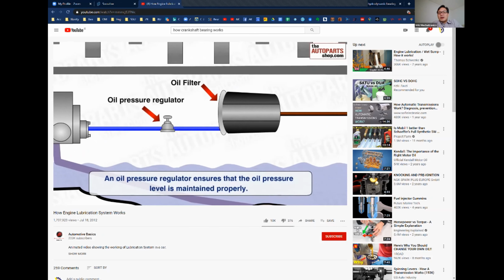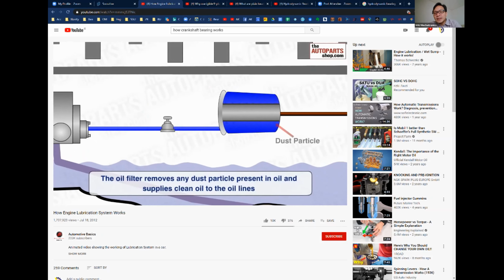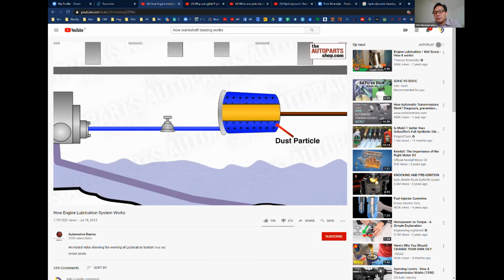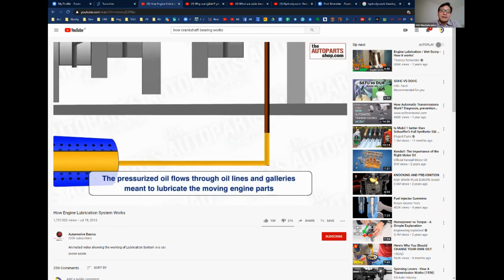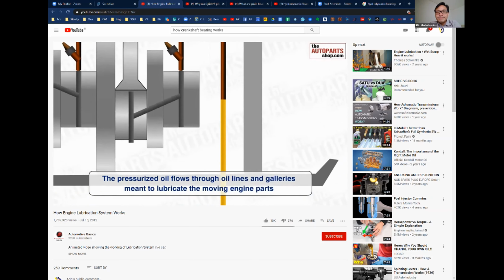Makanya oil filter itu harus selalu penuh ya. Kalau kalian ganti oli sendiri, make sure the new oil filter is filled with oil before you put it in. Kalau nggak, nanti ada beberapa detik engine kamu running without oil, if your oil filter is dry when you put it in. Jadi kalau ganti oil filter, diisi sedikit ya.